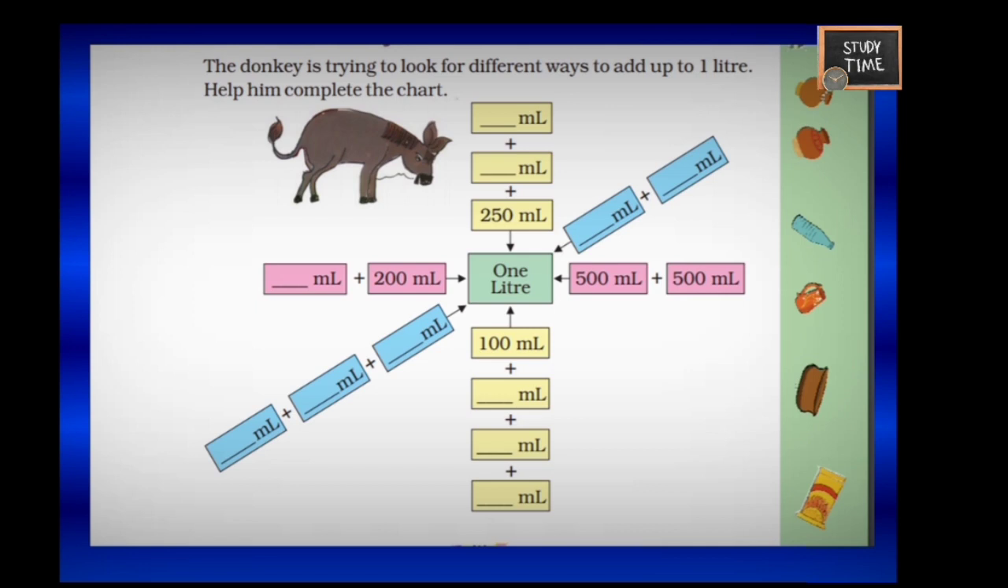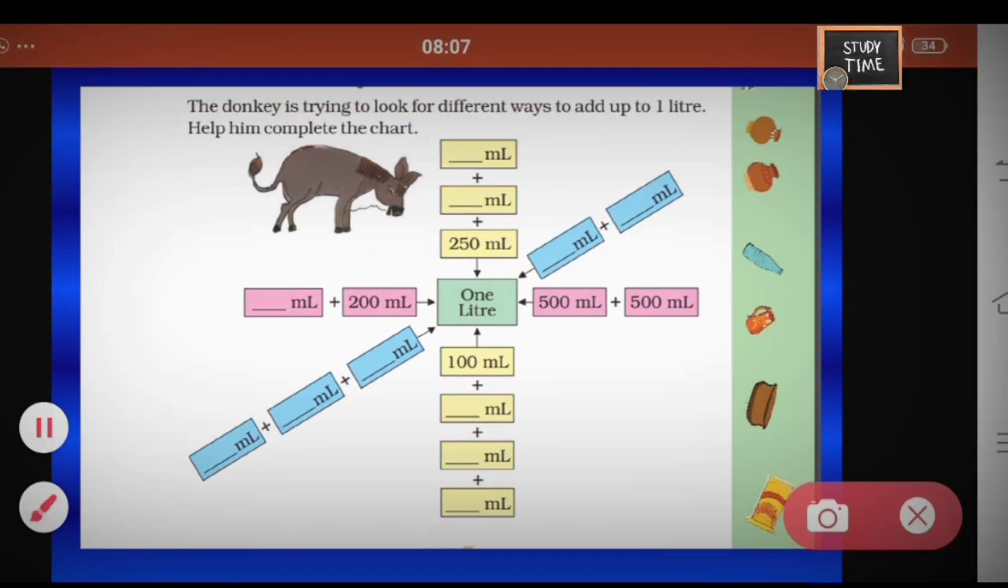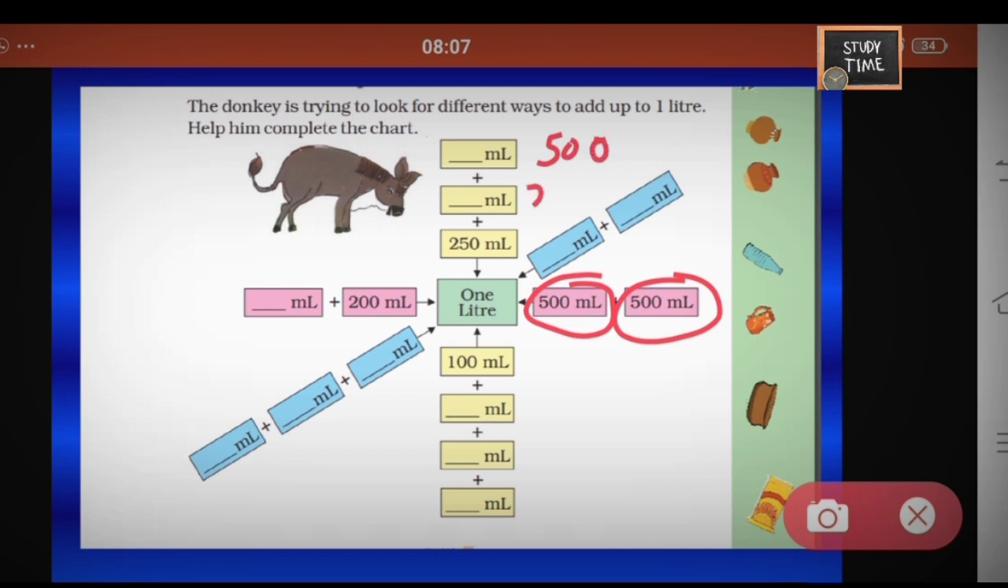The donkey is trying to look for different ways to add up to 1 liter. Help him complete the chart. As I already told you, 500 ml plus 500 ml is 1 liter. See here, 500 plus 500 is 1 liter. For 250, you should make it 1000 ml because 1000 ml is 1 liter. 500 plus 250 plus 250 is 1000 ml.